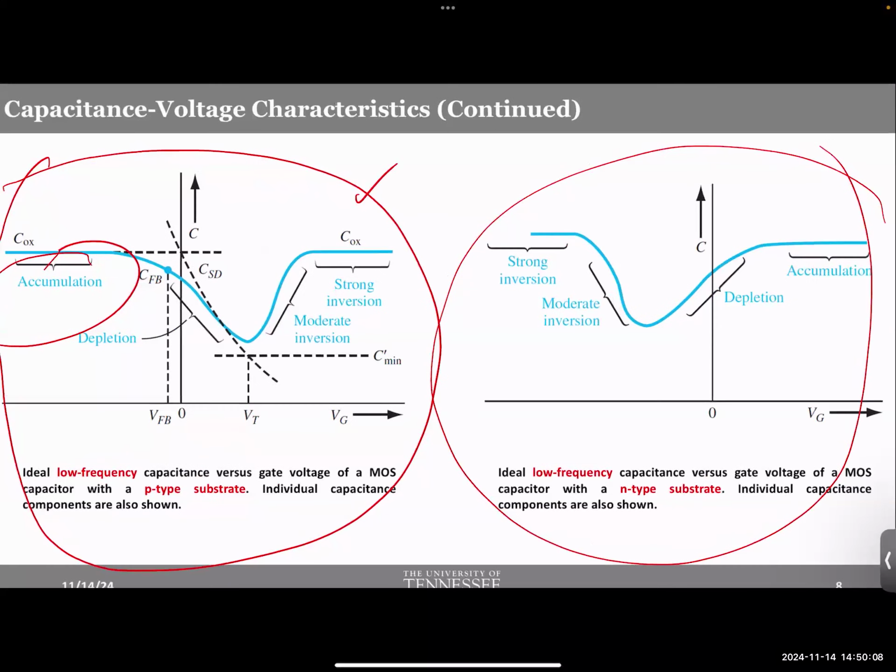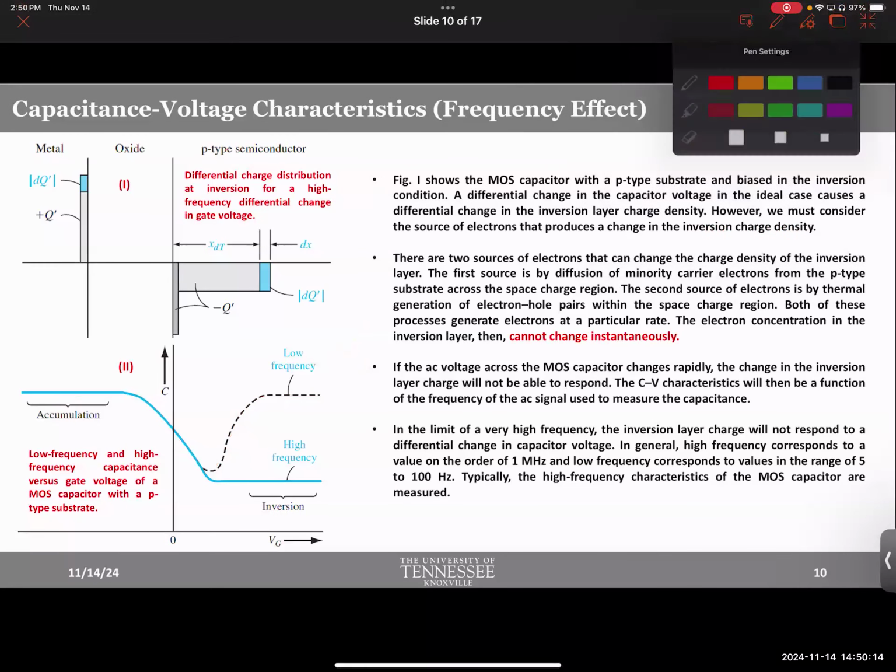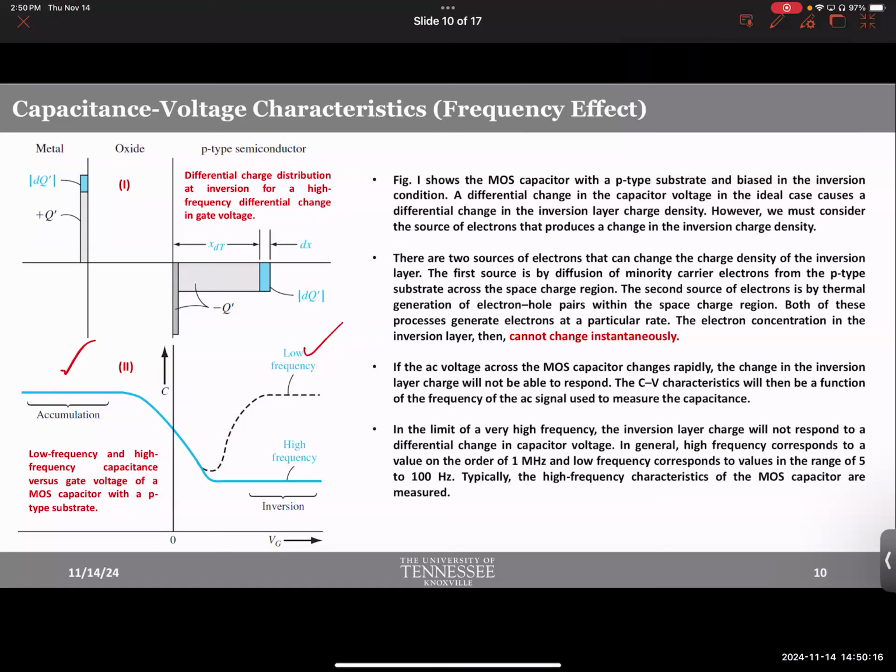From the previous diagram, it looked like they were the same. But based on this understanding, you should probably care about, tell me, left or right? Left or right? Left, which is accumulation. Because this is stable, irrespective of whether it's high frequency, low frequency, and so on, right?